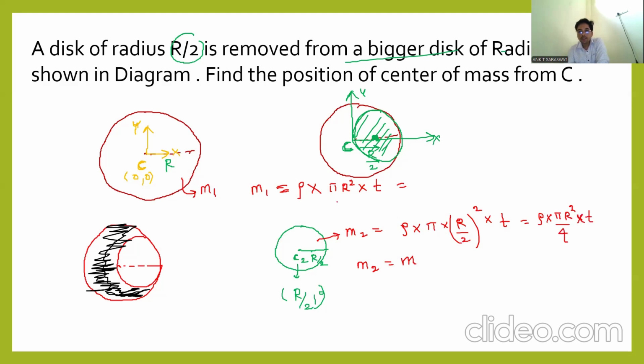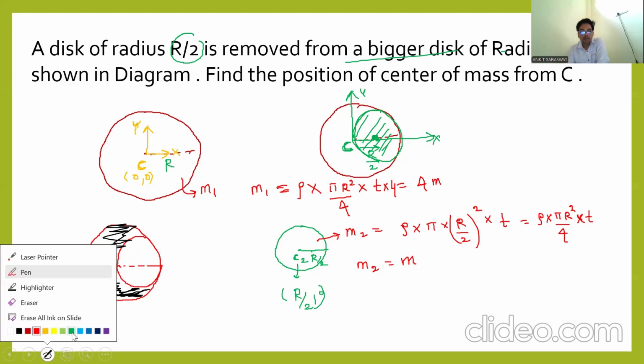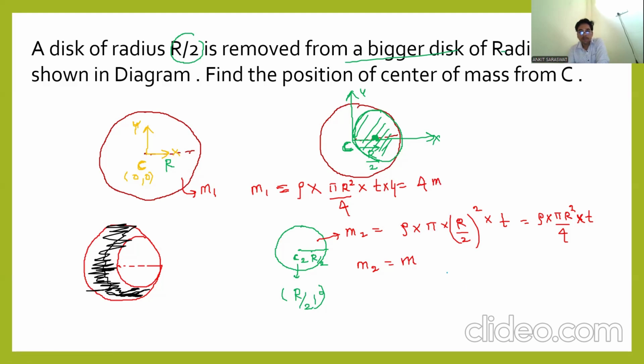So divide and multiply by 4. So it is 4 times of M. Is it okay? Now apply the formula. YCM will be M1 X1 Y1 over total mass. So what is the mass? 4M into Y1 is 0, minus because we cut.